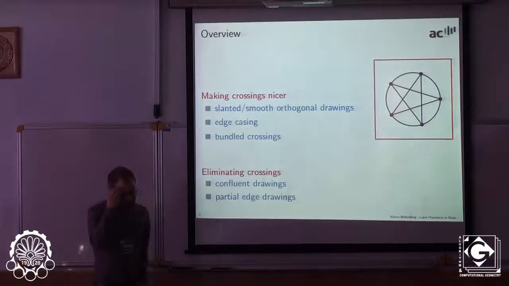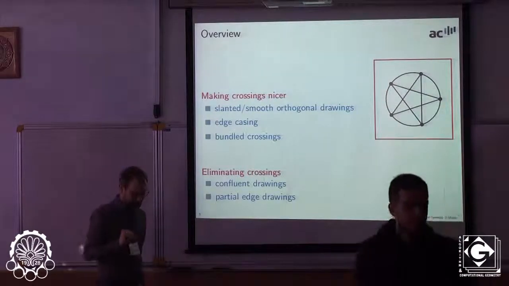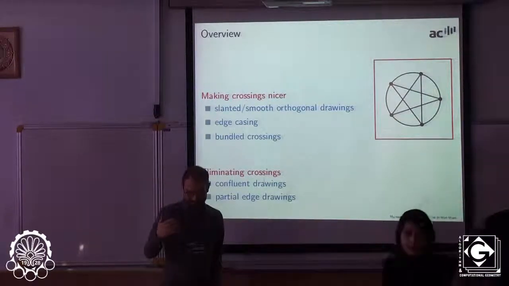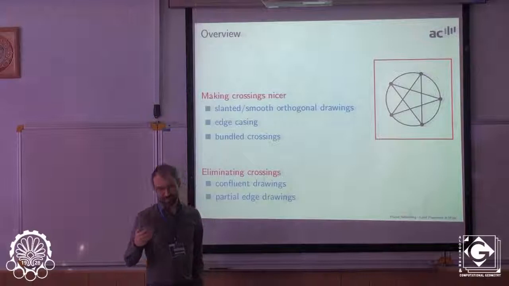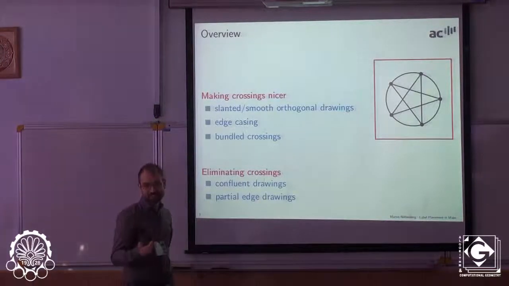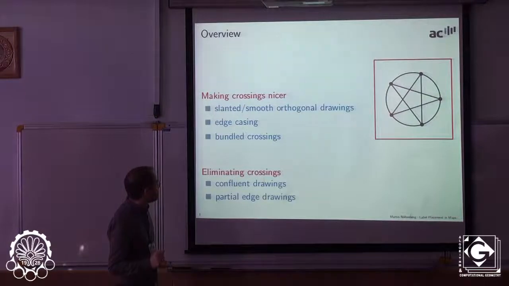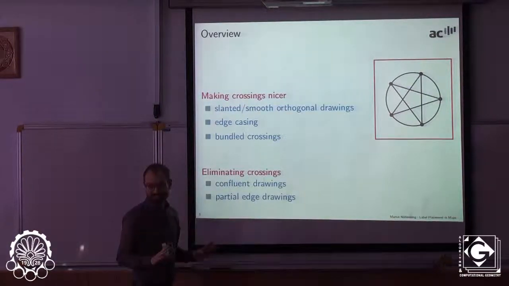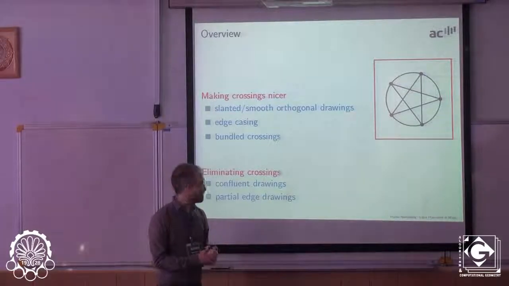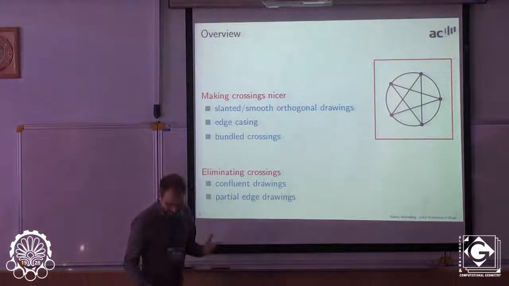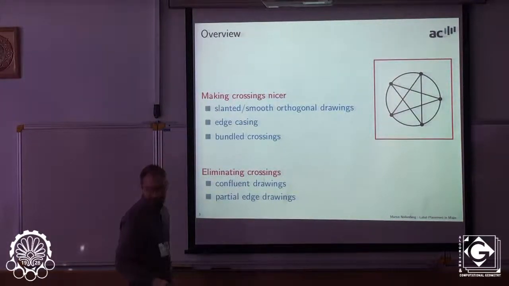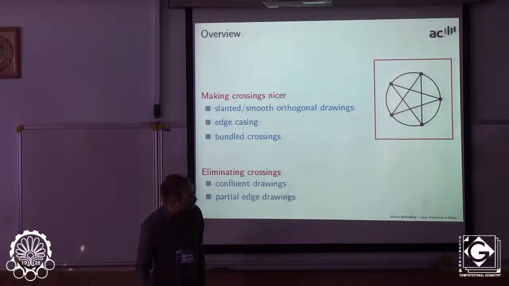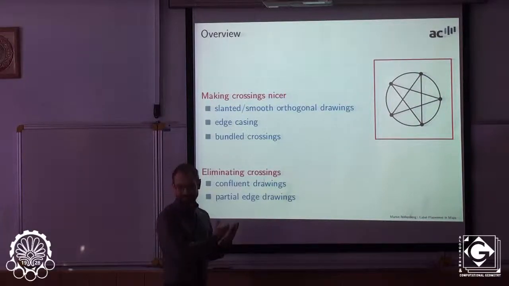This part will cover 5 topics, and the first 3 you can say are ideas of making, if you cannot avoid the crossings, then at least try to make them somewhat nicer in the sense that readability is not so bad in the graph. And the second part will be about eliminating the crossings so that you don't see them anymore in the layout. We will see what that means. If, for example, you have this graph here, this is K5, and it doesn't look so bad, even though it has lots of crossings. So the question is, what can we do to have graph layouts that are still readable, even though they are non-planar?